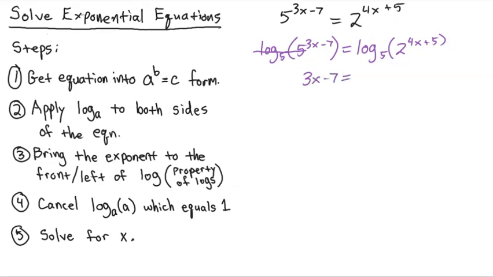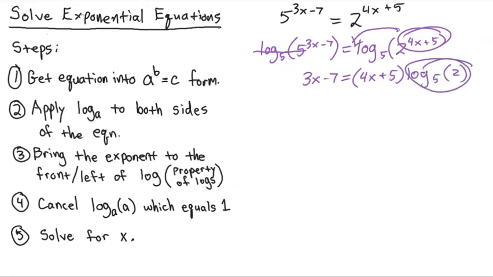But over on this side, we cannot cancel log base 5 of 2 because that does not equal 1. Therefore, we have to keep the log base 5 of 2. What we can do is move the exponent, 4x plus 5, to the front of the logarithm. So we're going to put 4x plus 5 at the front of the logarithm, log base 5 of 2.